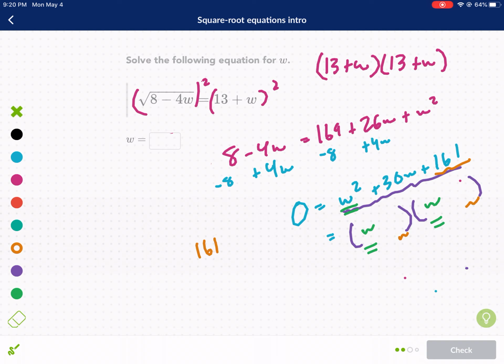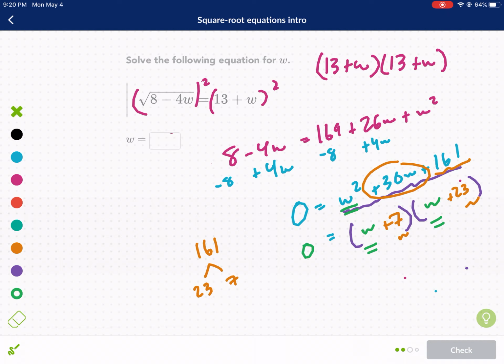161 is a multiplication of 23 and 7. So I need to put 23 and I put 7 here. And they're both positive because the middle term is positive. Do 23 and 7 add up to give me 30? Yes, they do. So those are our two solutions.